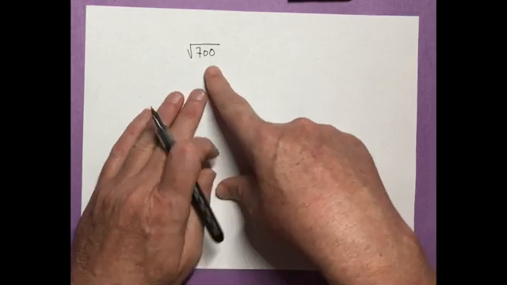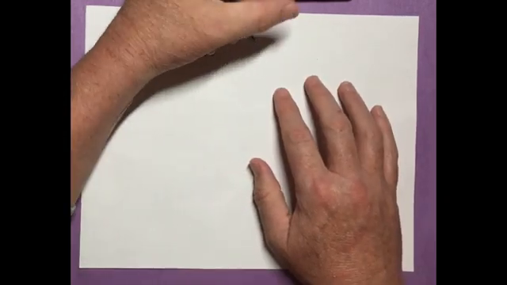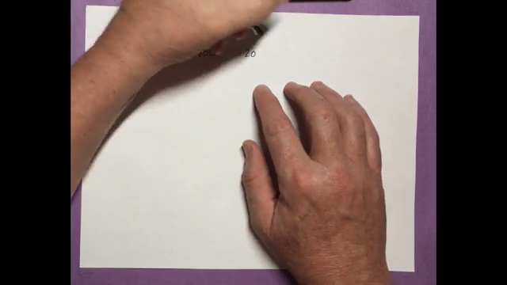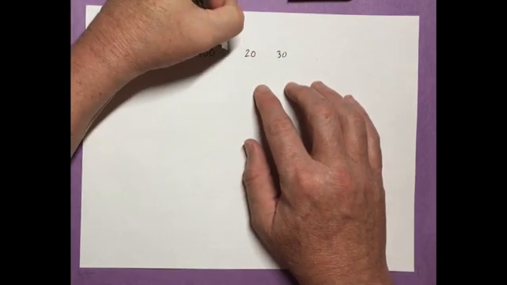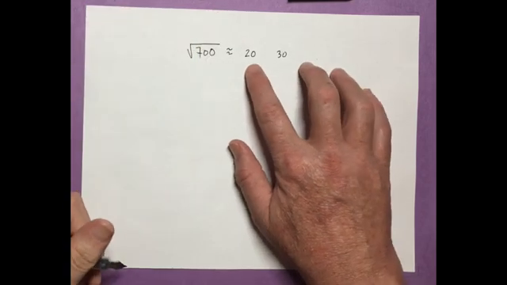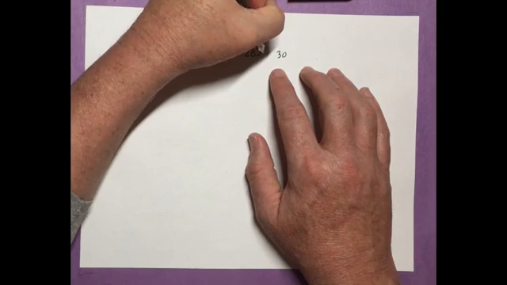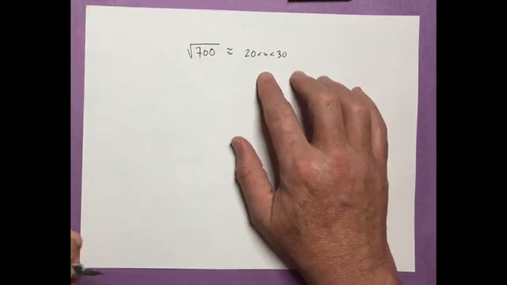And when I showed you how to do this in the actual video lesson, I showed you how to determine that it was somewhere between 20 and 30. So the square root of 700 is greater than 20, but less than 30. So somewhere in between those two. But that's not what they're asking.